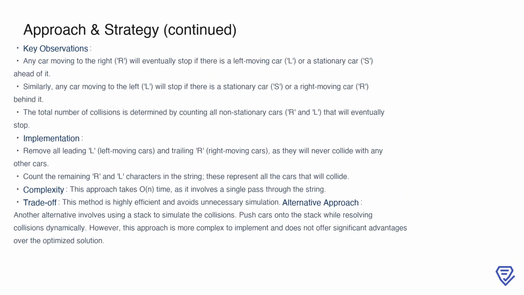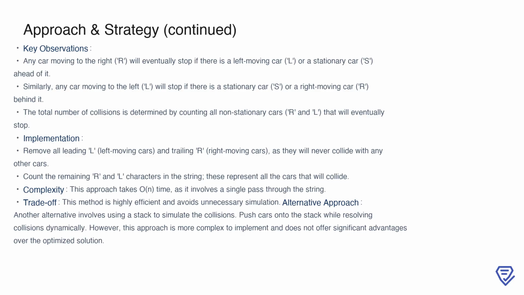Now, we turn our attention to a more efficient solution. Instead of simulating each individual collision, we can calculate the total number of collisions directly by analyzing patterns in the string. Here are some key observations that make this possible. A right-moving car, R, will eventually stop if it encounters a stationary car, S, or a left-moving car, L, ahead of it. Conversely, a left-moving car, L, will stop if there is a stationary car or a right-moving car behind it. This means that any non-stationary car, either R or L, that ends up colliding contributes to the total collision count.